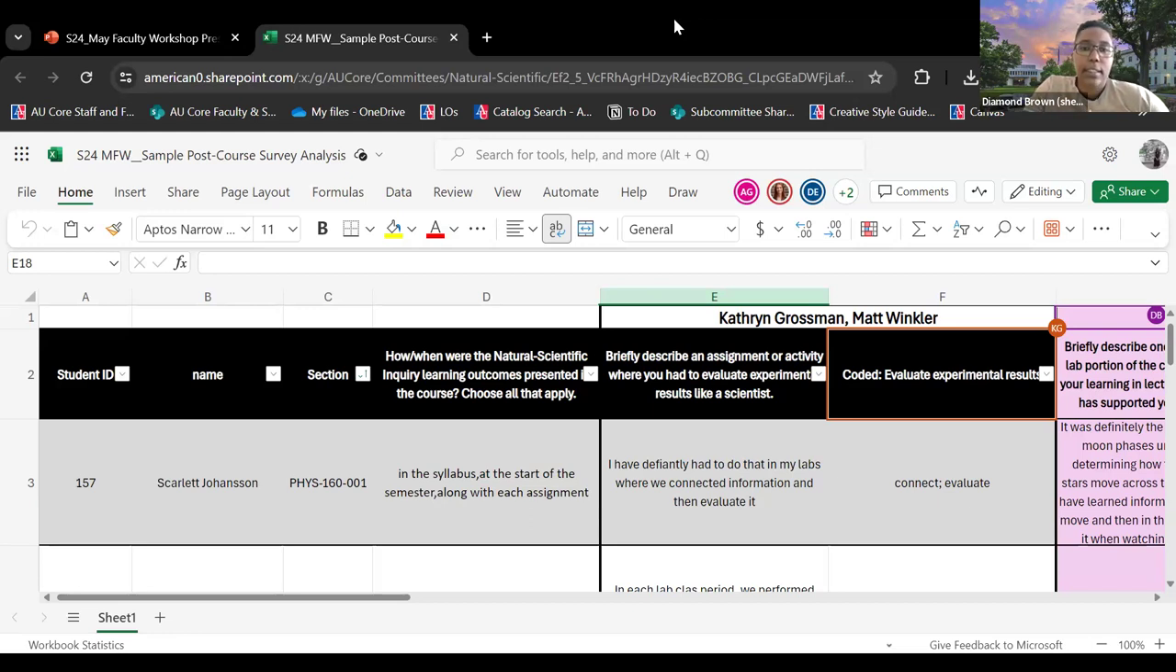It looks like Catherine got through that first column there with the question of briefly describe an assignment or activity where you had to evaluate experiments like a scientist. Catherine, if you feel comfortable coming off, would you mind talking to us a little bit about how you ended up coding that?